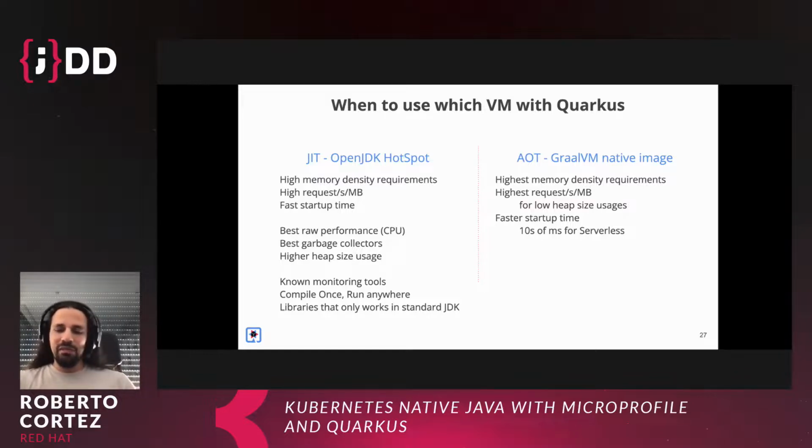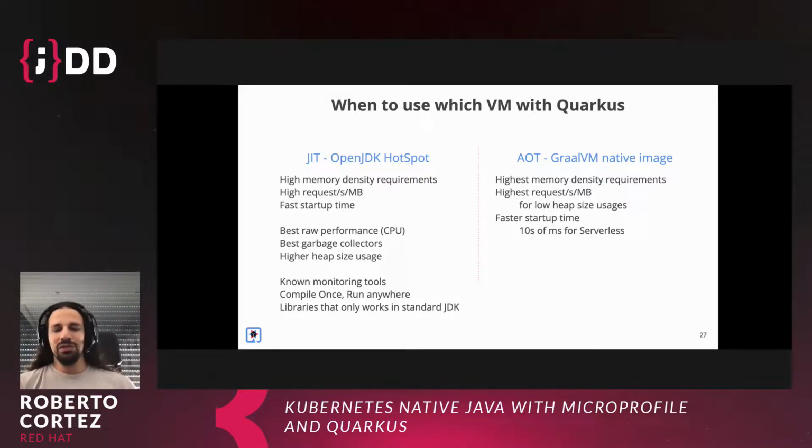Right now, they have different peak performances. For instance, the JDK is still going to be for high memory density requirements. It's going to have the best raw performance for CPU and the best garbage collectors, so it's still better for high throughput.